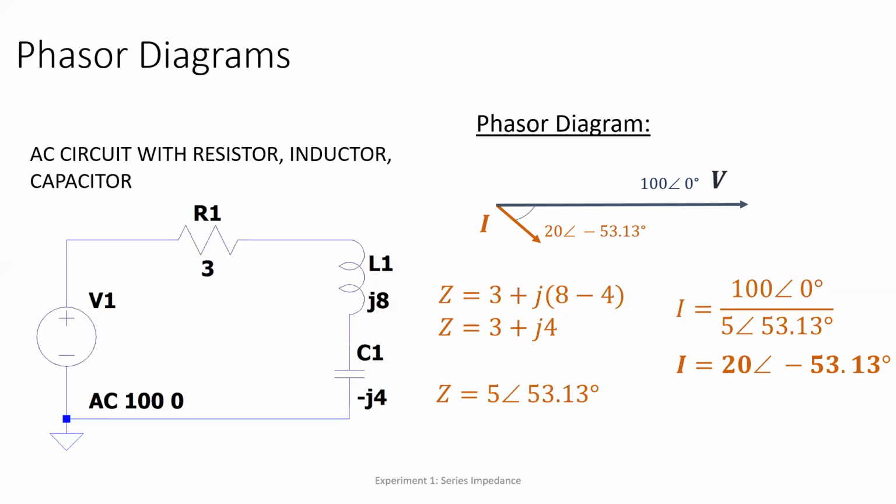So this is the phasor diagram for the series RLC circuit. So 100 bar 0 degrees voltage. So this is the current, 20 bar negative 53.13 degrees. Okay.